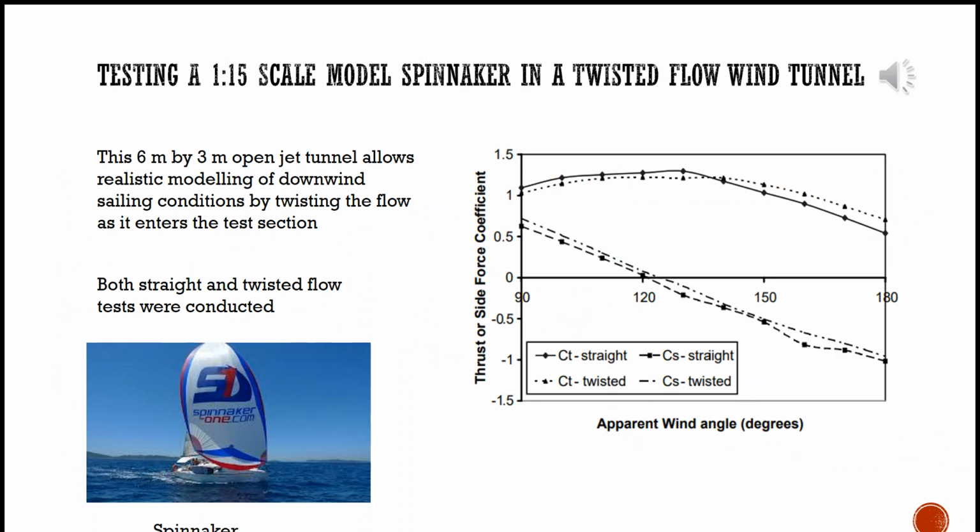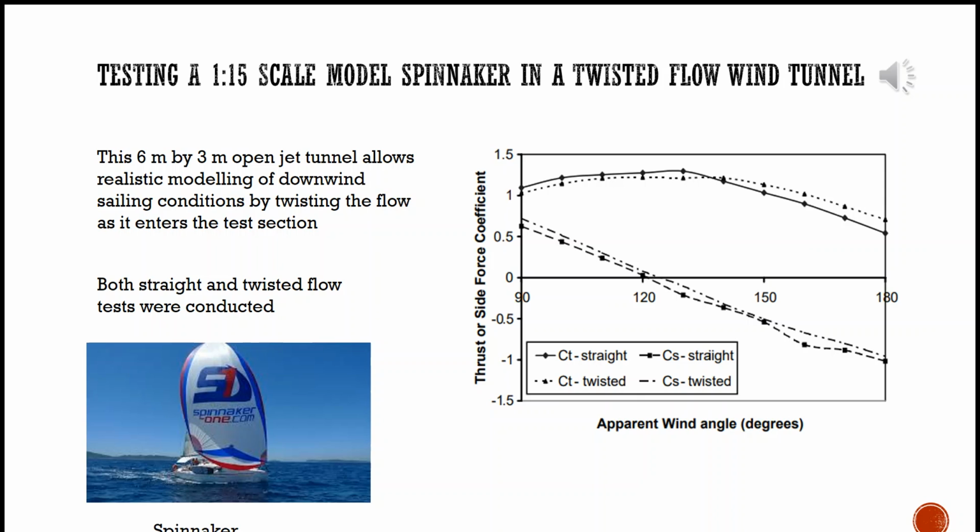A similar result has been obtained by testing a 1/15 scale model spinnaker in a twisted flow wind tunnel. This 6x3 open jet tunnel allows realistic modeling of downwind sailing conditions by twisting the flow as it enters the test section. In this series of tests, the model sails were tested in both straight and twisted flow.